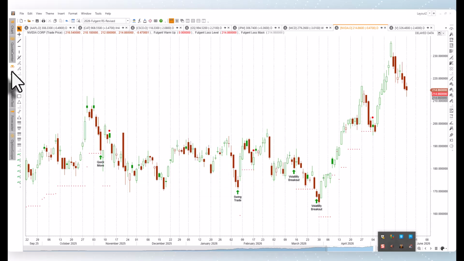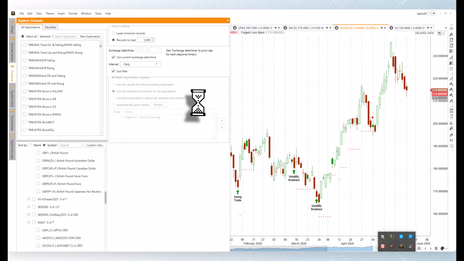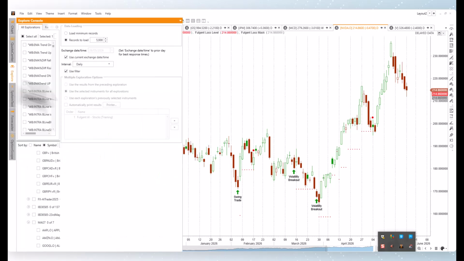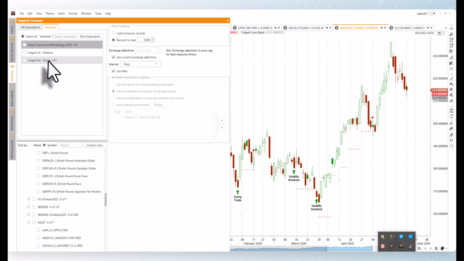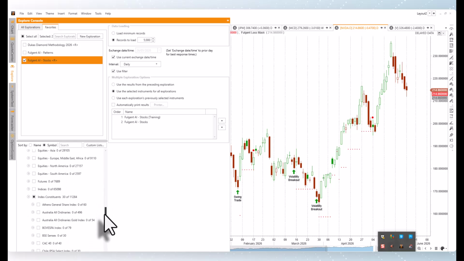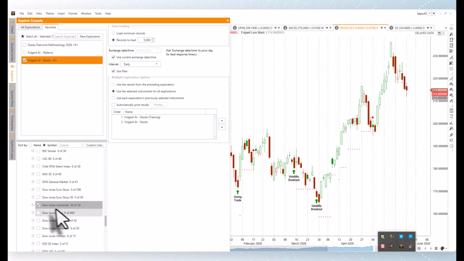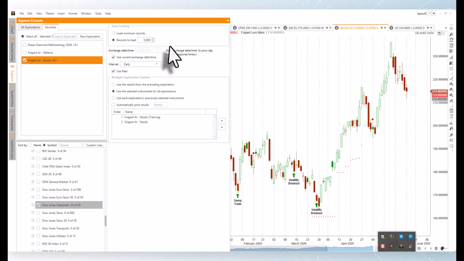Then we're going to go to the exploration here, and we're going to select the Fulgent AI training, the R module, the trainer one. And then we're going to select our universal stocks, index constituents, and you've got the Dow 30 index. You select 5,000 trading bars there, or you can take 10,000 or 20,000 or 50,000.